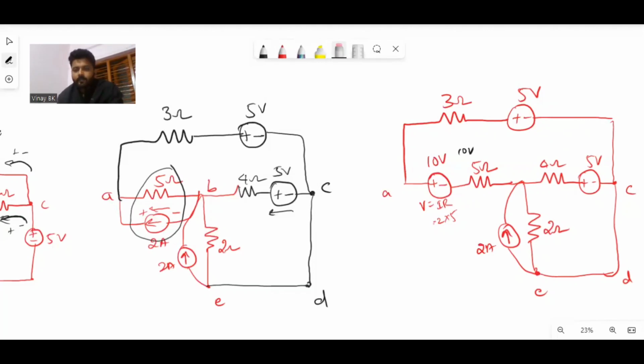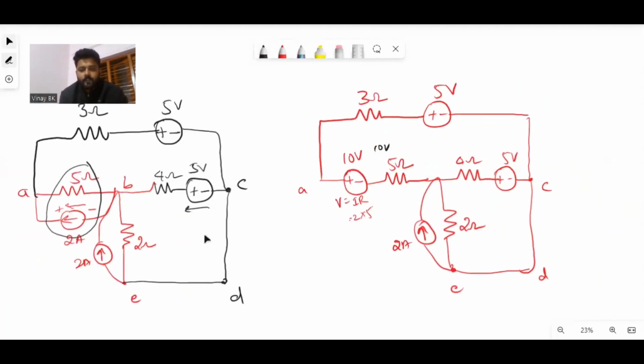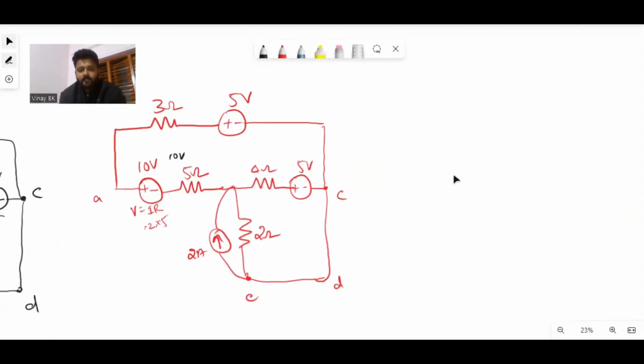So I hope you got to know. I'll rewrite the circuit once again. You can see, this circuit I will rewrite like this. Later we can do step by step simplification, then only can you easily understand. So this circuit I will rewrite as it is.